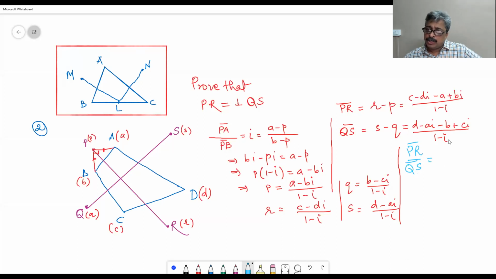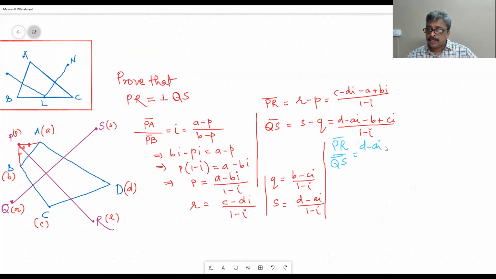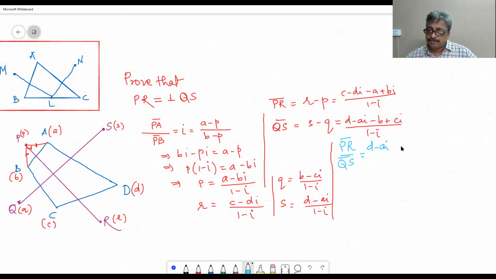It is going to be equal to D minus AI, minus B plus CI, divided by C minus DI, minus A plus BI. And what do we expect? This ratio, we expect it to be I. So let us take out I common from the numerator.